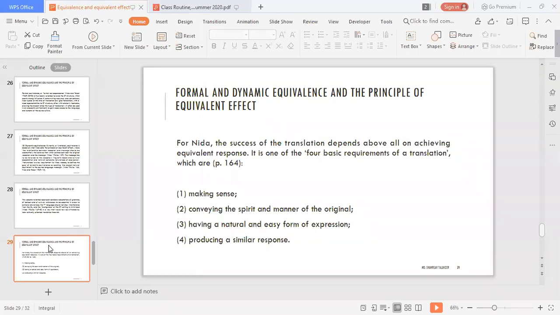So these two things. And what is the third one? Having a natural and easy form of expression. So you see, having a natural and easy form, this naturalness that we are talking about, that is a dynamic experience, and producing a similar response.